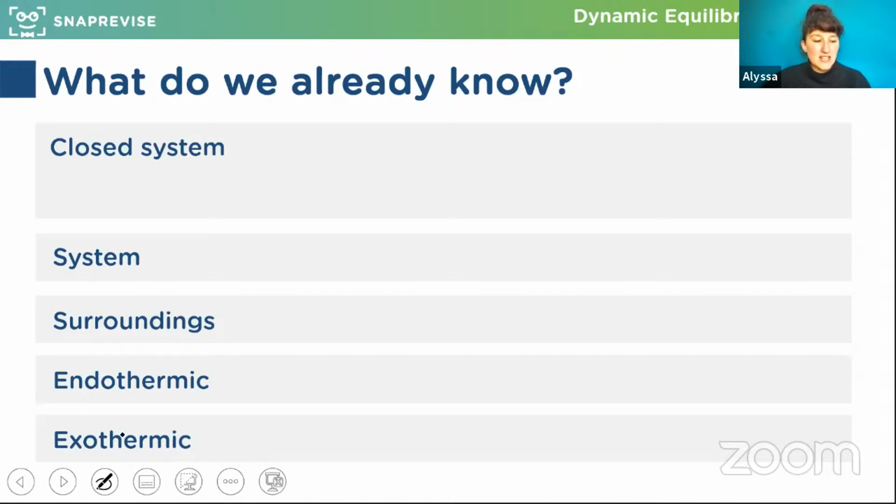So yeah, pop in the chat a description or an idea of what you think a closed system is. And then when I talk about a system and the surroundings, what am I talking about? What am I describing there? If you can come up with a good definition, this would be great. But otherwise, describe to me what you think we're talking about when we talk about a closed system, or a system and the surroundings. What is it?